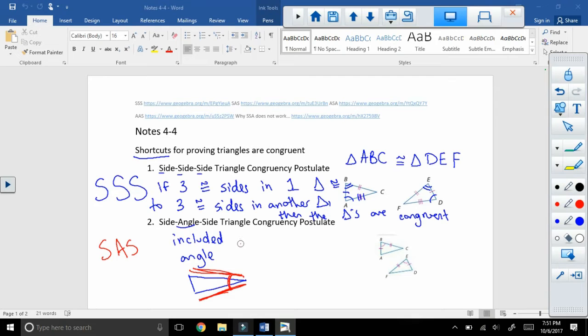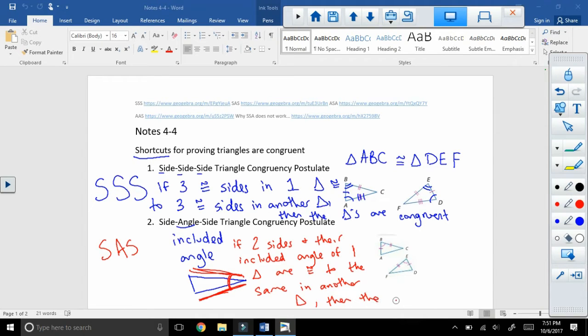Maybe I will scribble it out here if you want to write this down. If not, really this picture just says it all. But it would say that if two sides and their included angle of one triangle are congruent to, I'll just say the same, it has to be two sides and their included angle in another triangle, then the triangles are congruent.